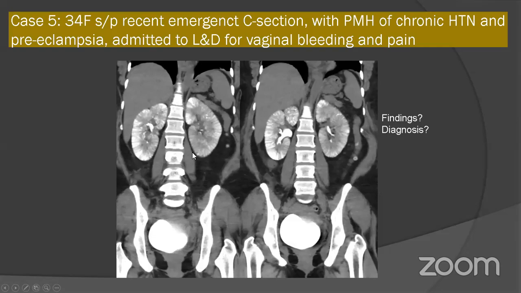Now, this patient is a young female who underwent an emergency C-section, and had a past medical history of chronic hypertension, preeclampsia. She was admitted to labor and delivery because she was having massive vaginal bleeding and pain. So I want you to mention what the key finding is that is glaring at you, and what do you think is the diagnosis? Now, this one image is not enough based on these findings, so it would be a differential diagnosis based on the sign that you're seeing.